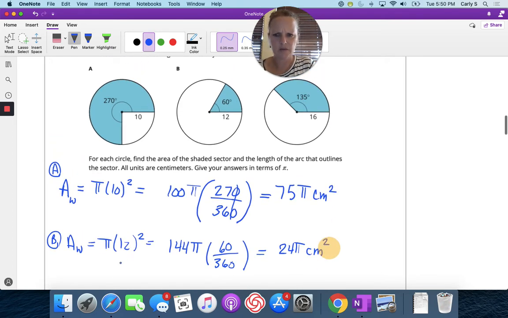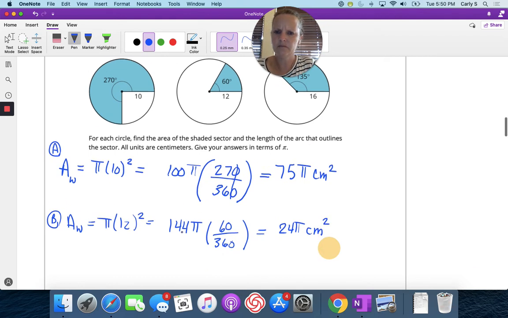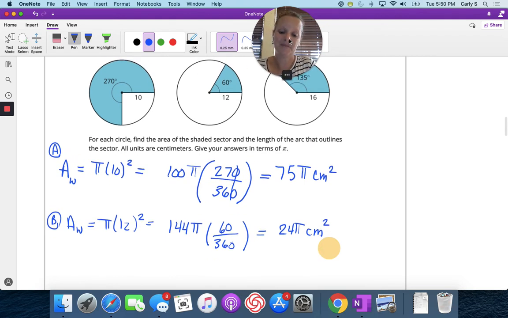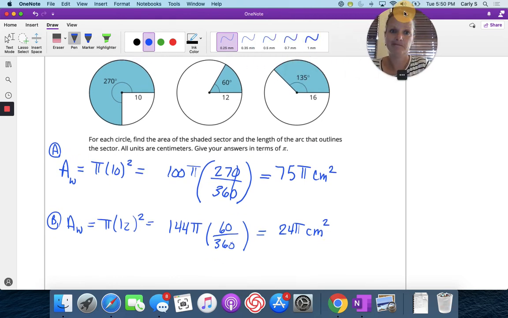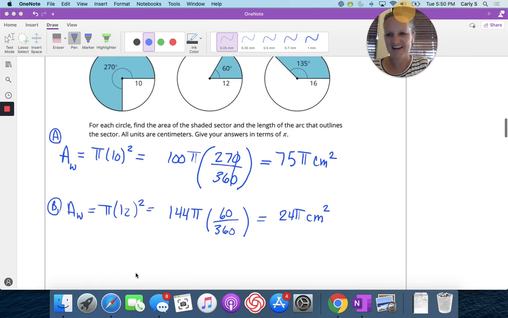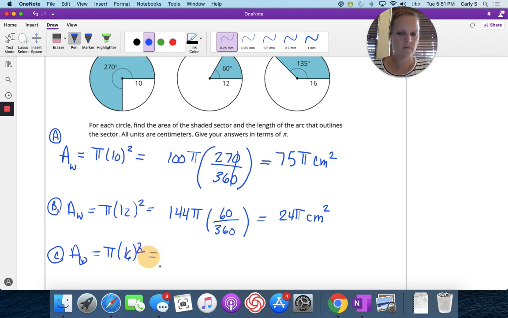Then that last one, I have to move my head. All right. So the area of the whole is pi r squared, 256 pi.